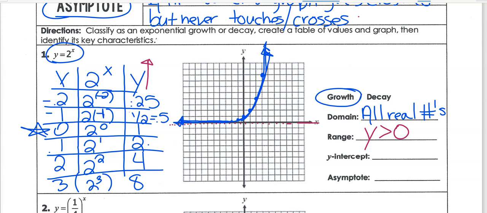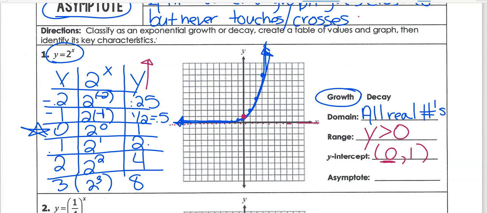The y-intercept is wherever the graph touches the y-axis, and that's at this point right there. So that would be at 0, 1. The y-intercept shall always have a coordinate of 0 in the x, and then some number over here, in this case 1.